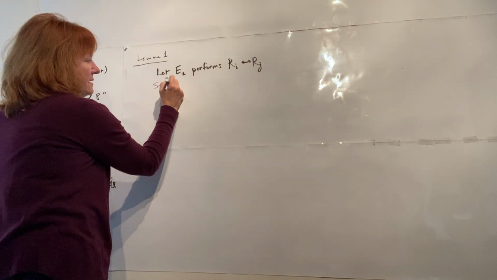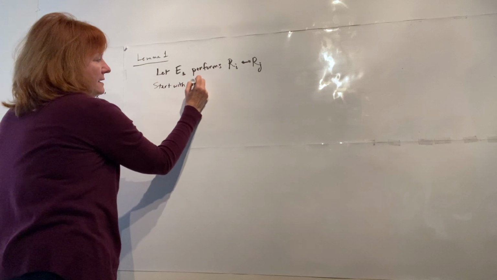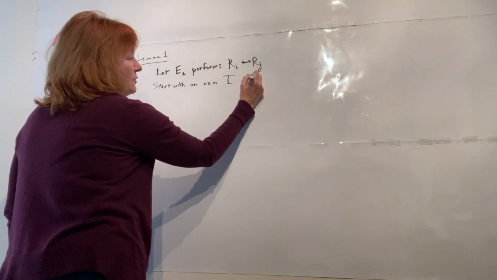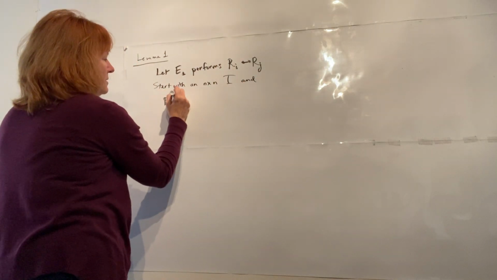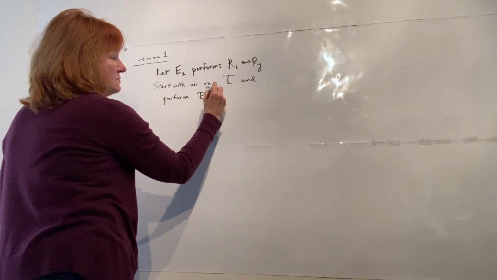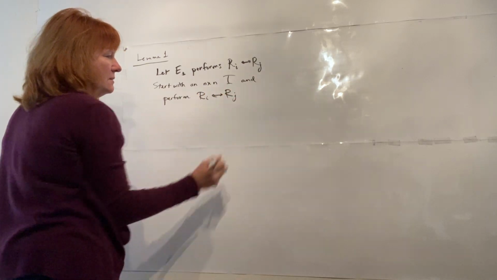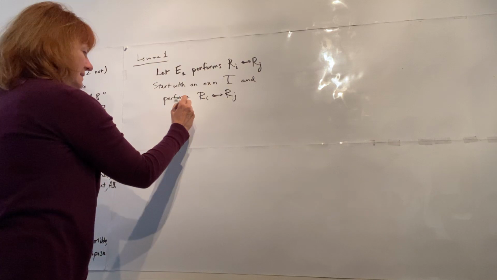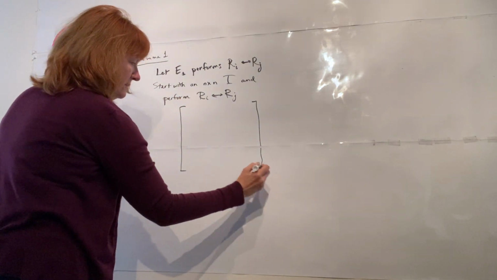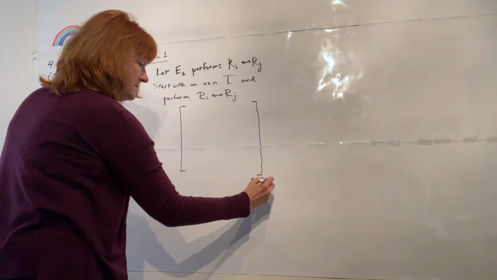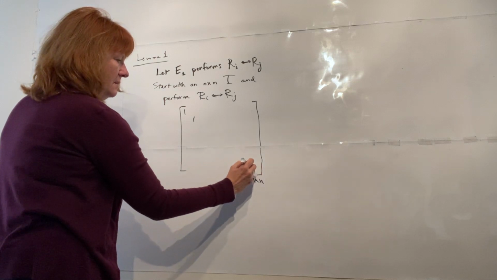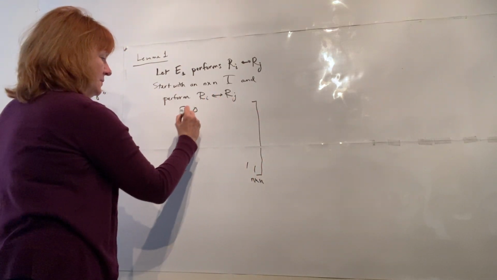Start with an n by n identity matrix and perform that elementary row operation on it. Switch rows i and j. Right, what is that going to look like? Let's see. If this is my n by n identity matrix, it's got a bunch of ones on the diagonal, zeros elsewhere, right?